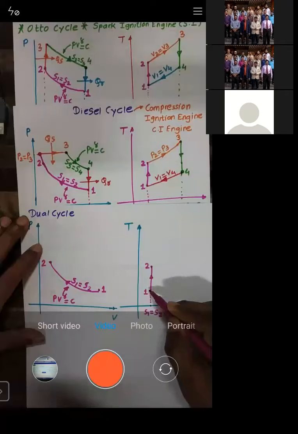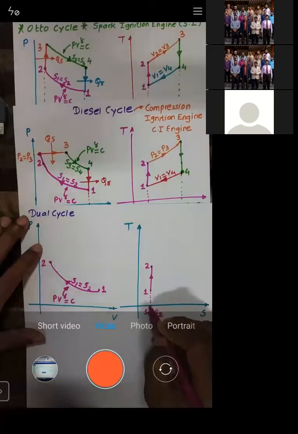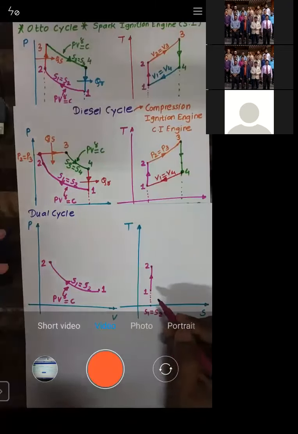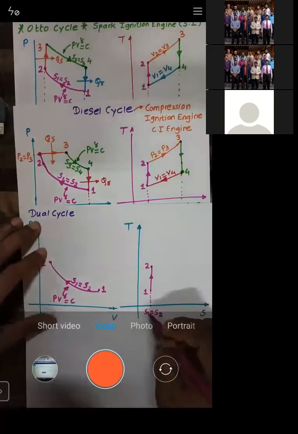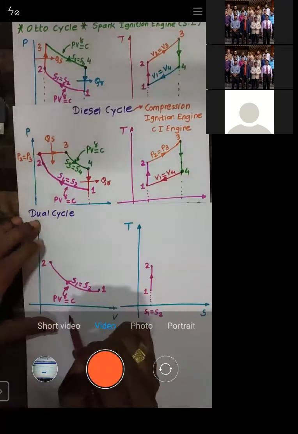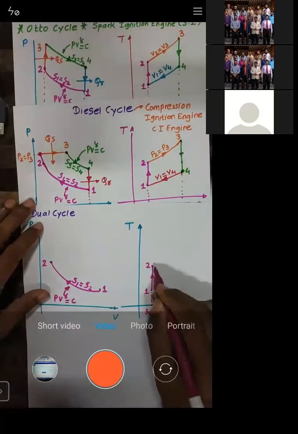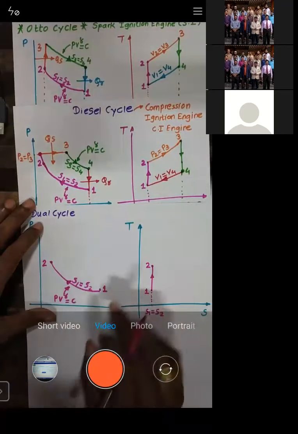From point number 1, it is also possible that you can go down. This is also a possibility. But the reason why you are not going down is it's a compression. Whenever there is a compression, the temperature will increase. So this is process 1 to 2.